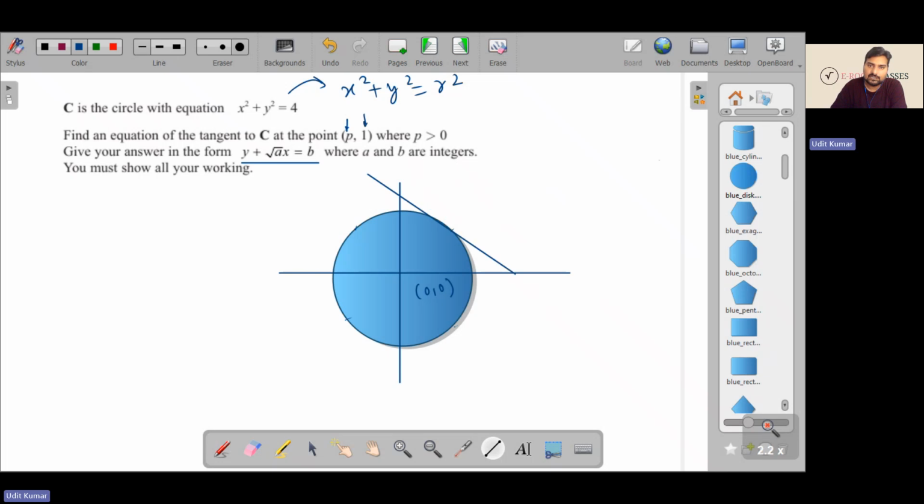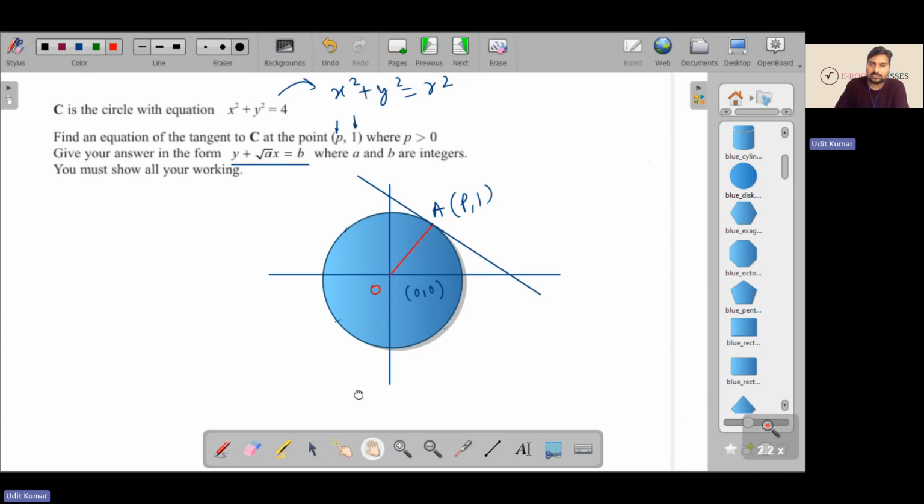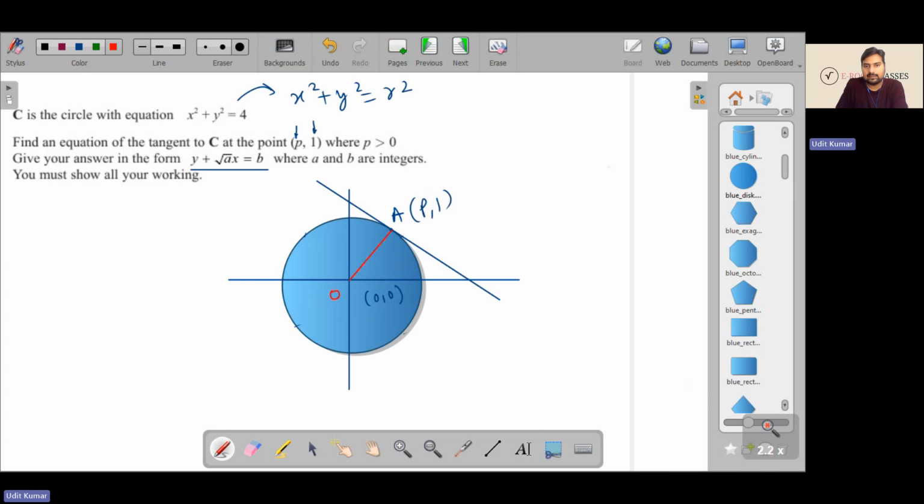So we'll draw the tangent like this, and let's say this point is A, P, 1, right? And then we'll join this point with the center. Okay, let the center be at O. Then OA is the radius. And from circle theorems, we know that the radius is perpendicular to the tangent at the point of contact. So this will be 90 degrees, right? Because OA is perpendicular to this line, let's say L, this tangential line.